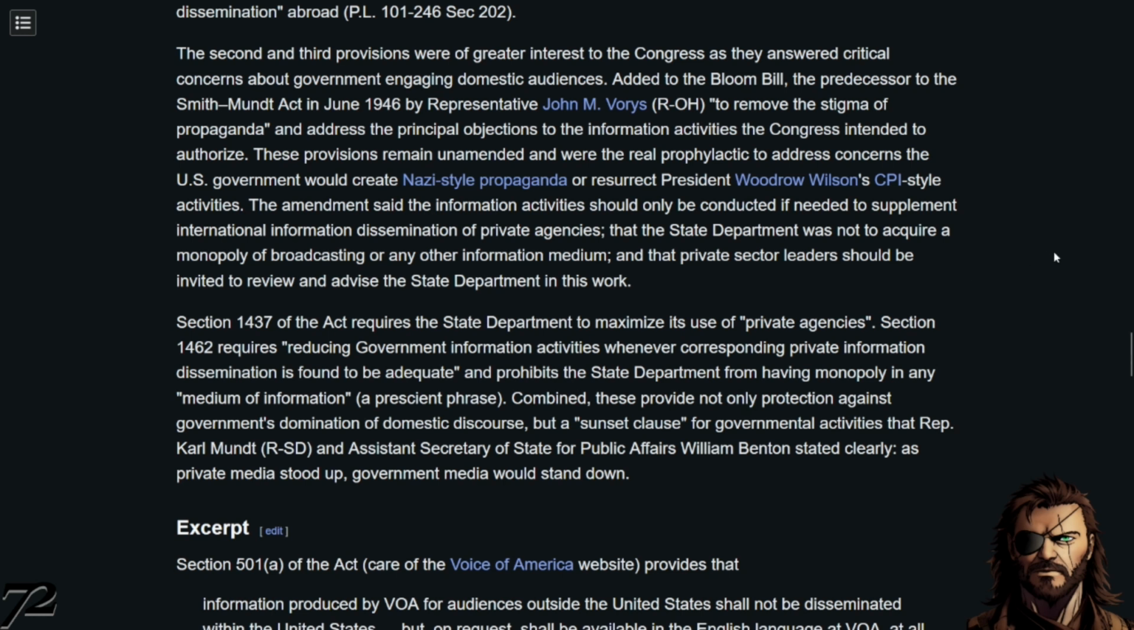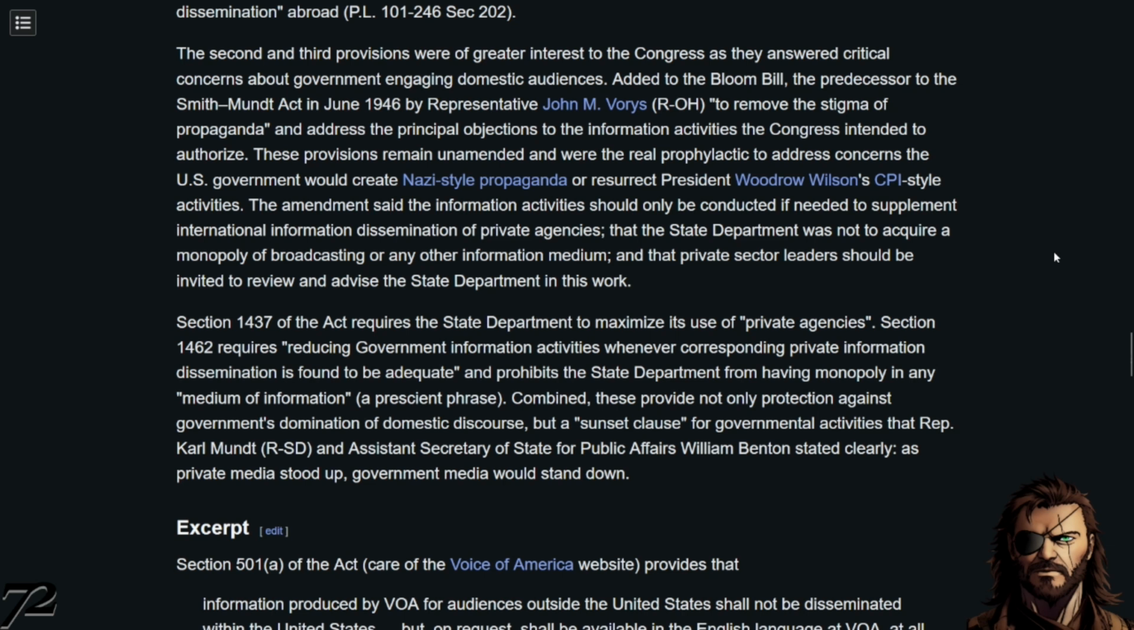The amendment said the information activity should only be conducted if needed to supplement international information dissemination of private agencies, that the State Department was not to acquire a monopoly of broadcasting or of any other medium, and that private sector leaders should be invited to review and advise the State Department in this work. Section 1437 of the Act requires the State Department to maximize its use of private agencies. Section 1462 requires reducing government information activities whenever corresponding private information dissemination is found to be adequate, and prohibits the State Department from having a monopoly in any medium of information, a prescient phrase.